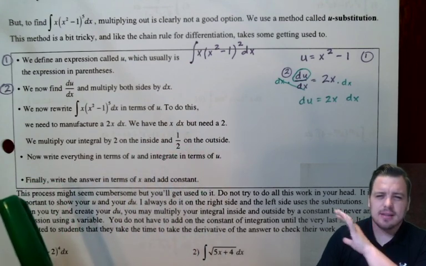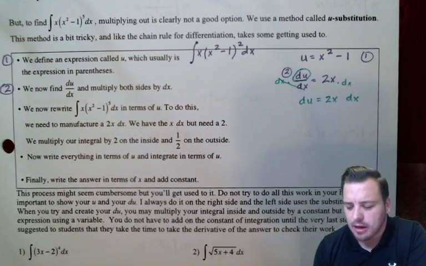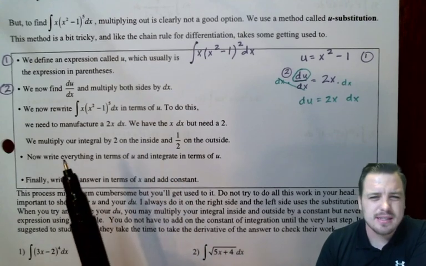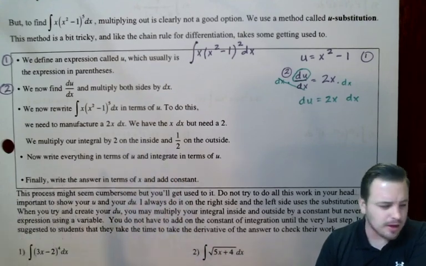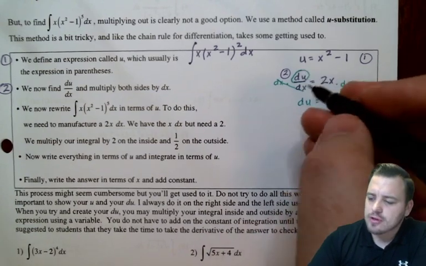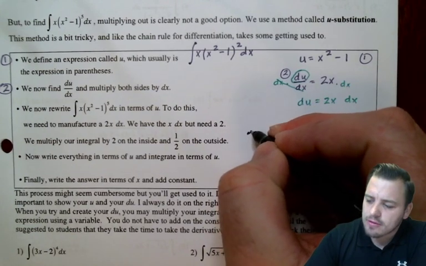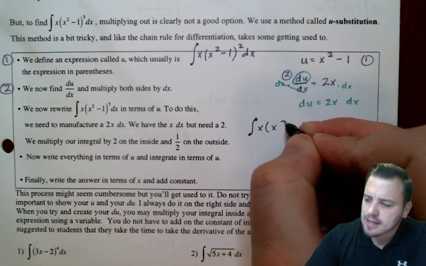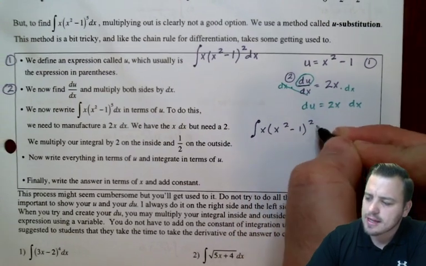Now this is where it gets a little bit foggy, but hopefully I can explain it. It's in words, and it's a little bit harder than what it actually is. So here is what I would do first. Here we have our antiderivative, x times (x squared minus 1) squared dx.